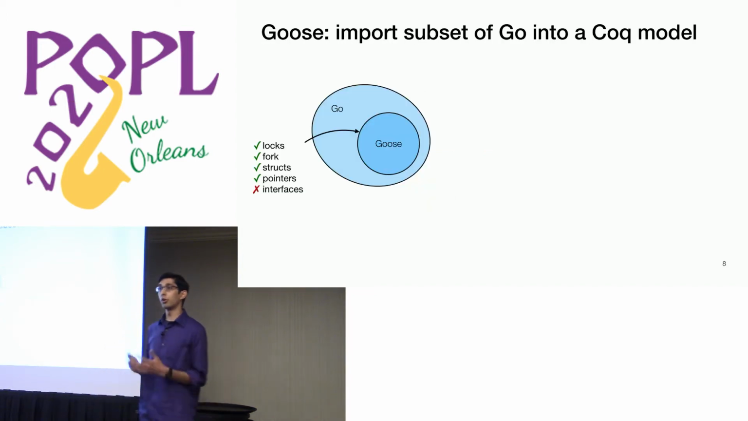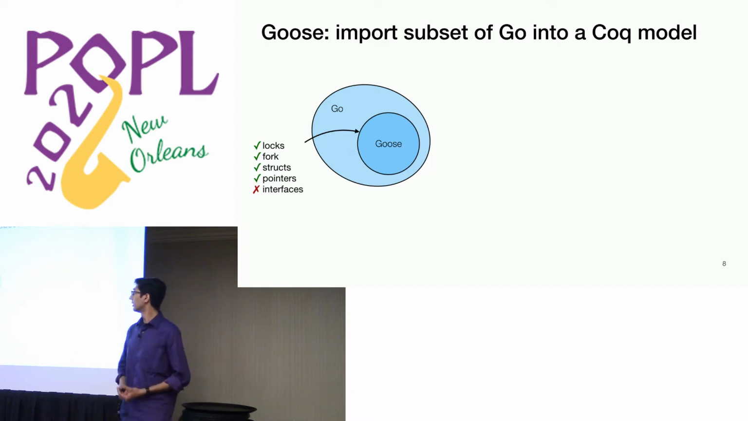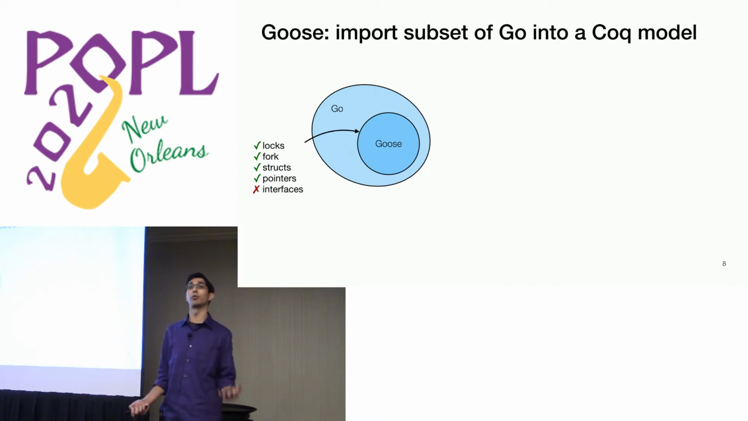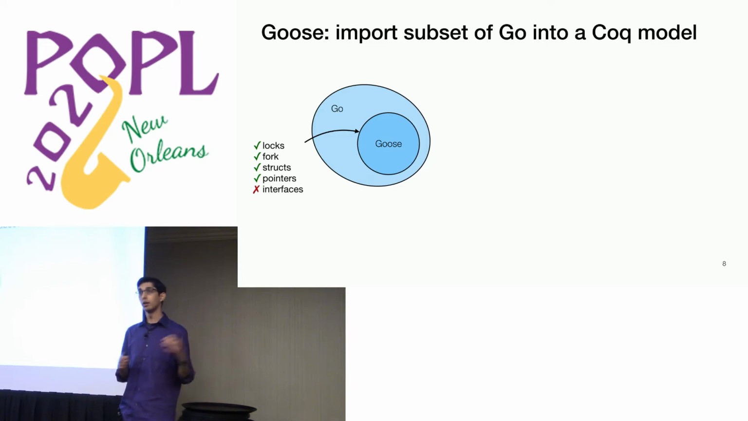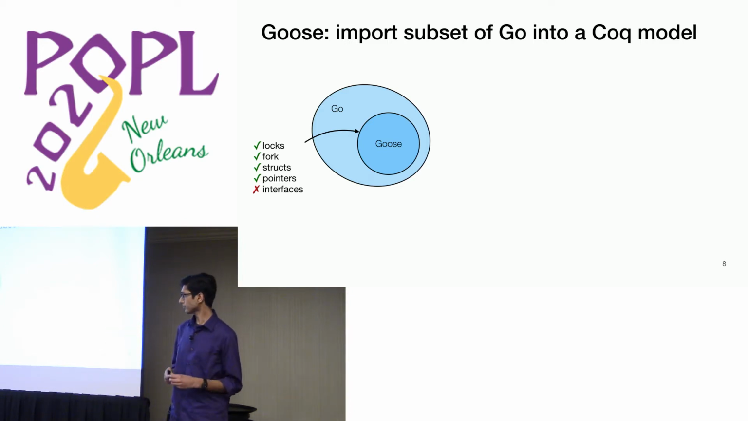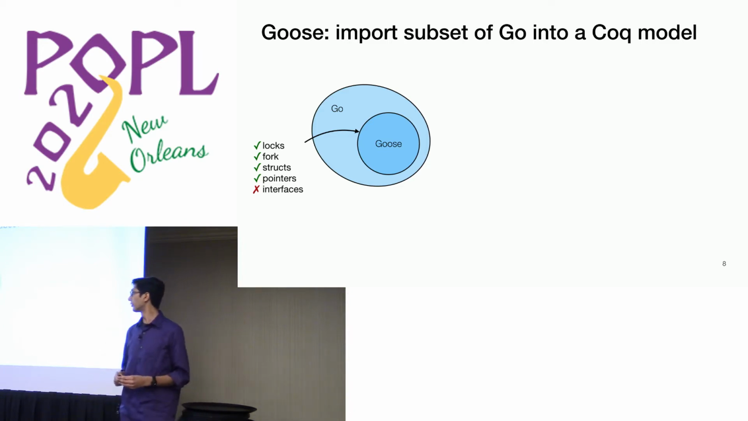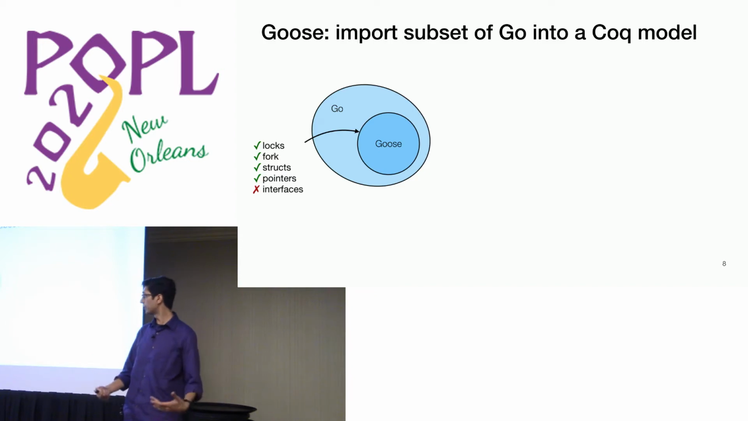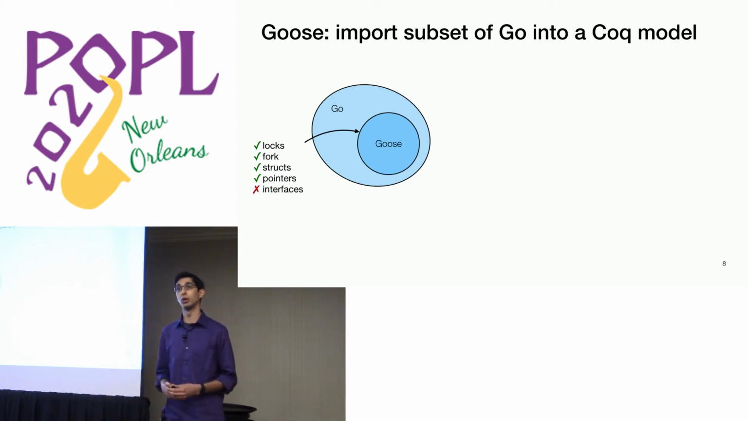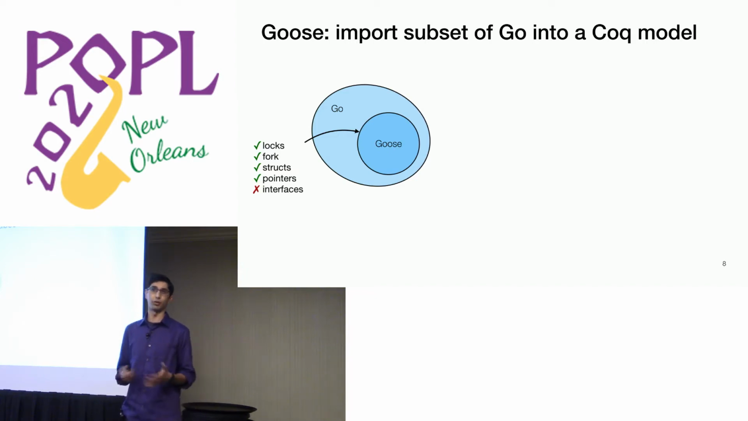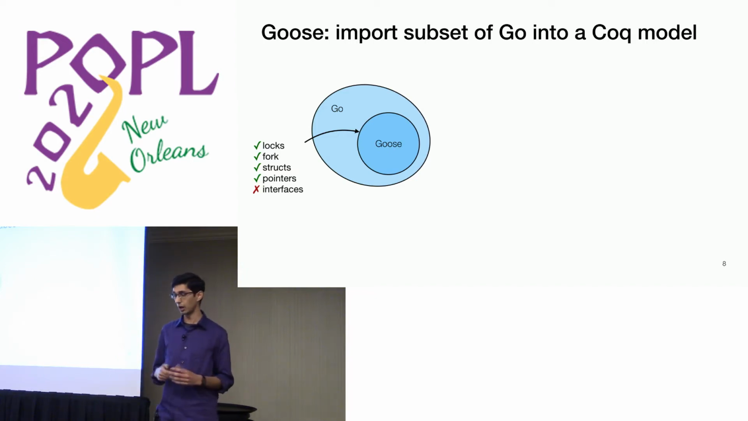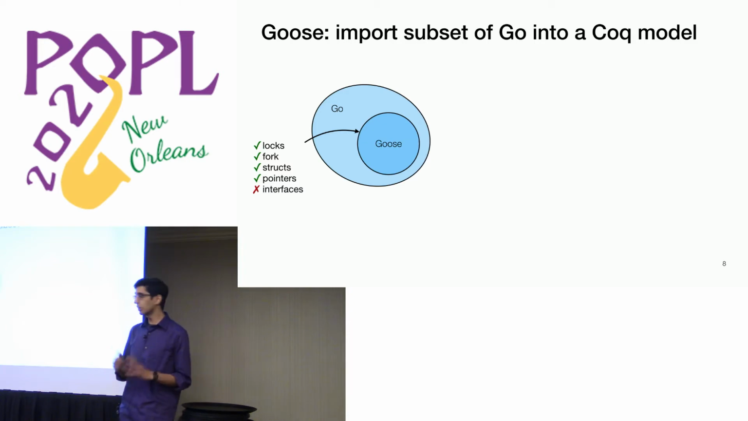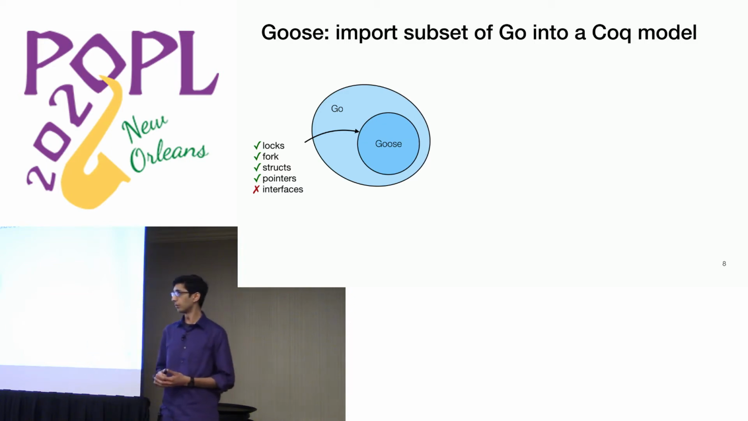The contribution of our work here is Goose, which is an approach for importing a subset of Go into a model inside calc. What does this subset include? Goose includes all the basics you need for concurrent systems programming. We have locks, we can fork off threads, we have structs and pointers. One feature we don't currently support is Go's interfaces. Interfaces are Go's support for dynamically typed values. But it's enough of Go to write concurrent systems code.